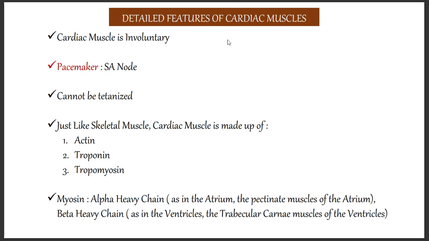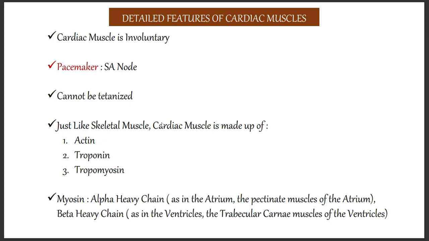Some features of cardiac muscle. These muscles are involuntary. You can't control them, other than the skeletal muscles, which can be controlled. They also have a pacemaker, which is the SA node. The SA node can generate its own action potential, so it sets the pace. They cannot be tetanized. We're going to talk about the concept of tetanization later.